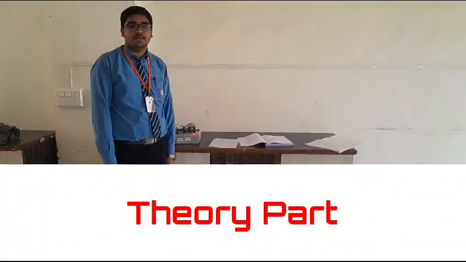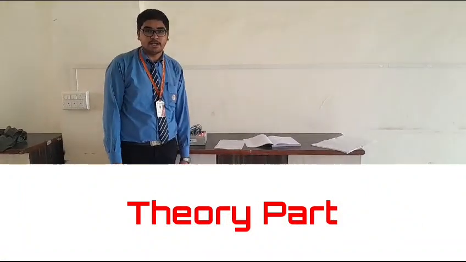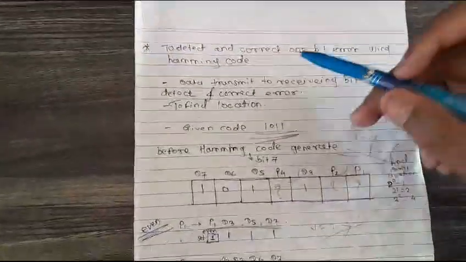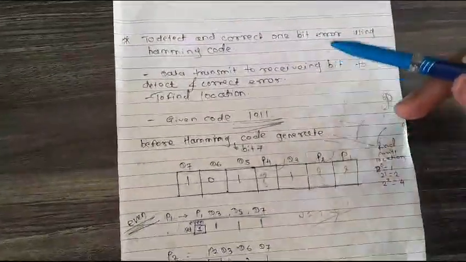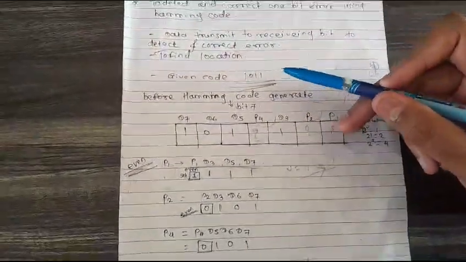Today I am going to explain the practical to detect and correct 1-bit error using Hamming code. Now we will see the theory part of the practical. The aim of this practical is to detect and correct 1-bit error using Hamming code. The given code is 1011.